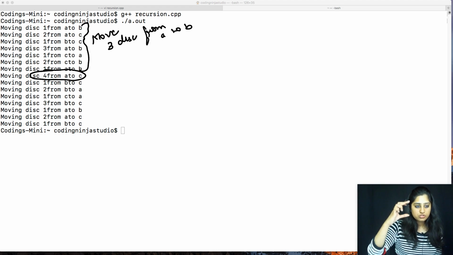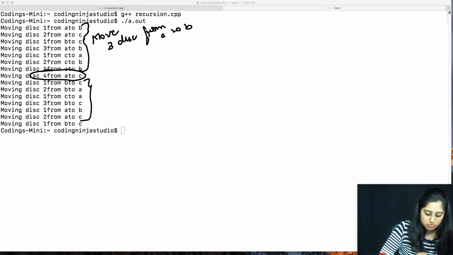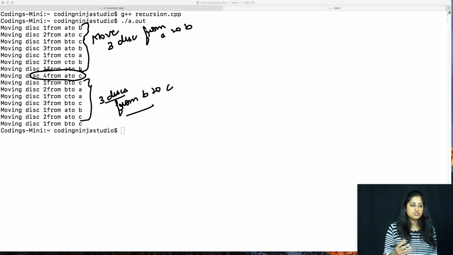Now all those top 3 disks were there with us. Now they are there with us at B. We just have to bring them back to C. So these are the steps to move 3 disks from B to C now. This is the procedure that is being followed.